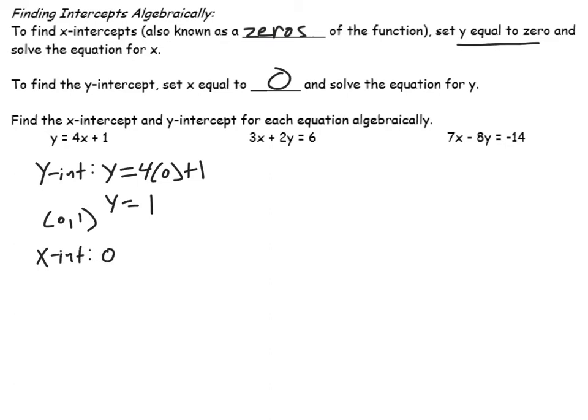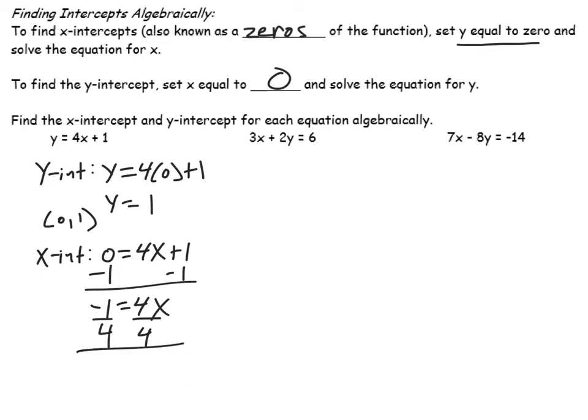X-intercept, I have to solve a little because I put 0 in for y and need to get x. But to do that, I need to take away 1. I get negative 1 equals 4x. Then I'm going to divide by 4. And x equals negative 1/4, right?